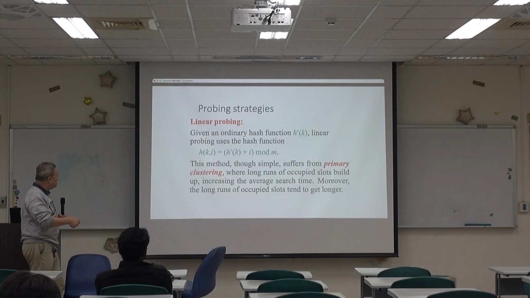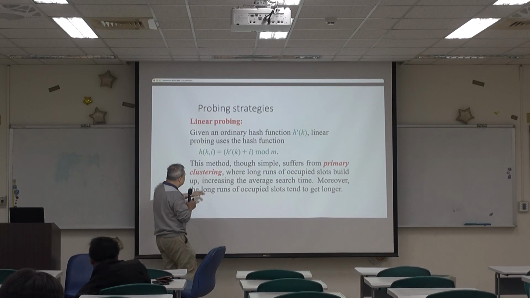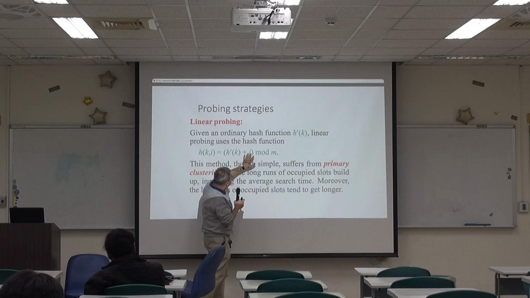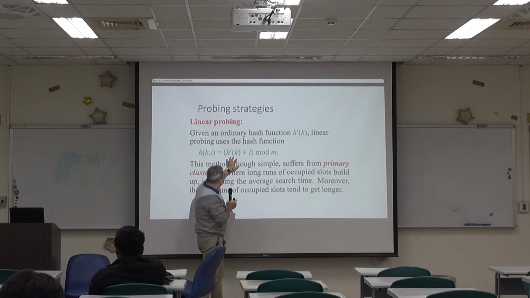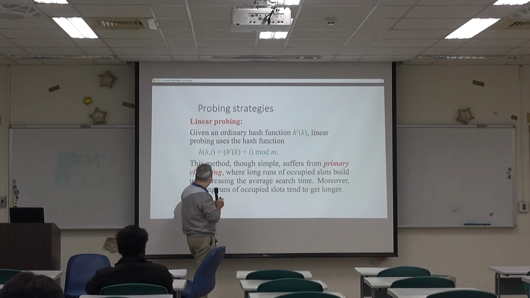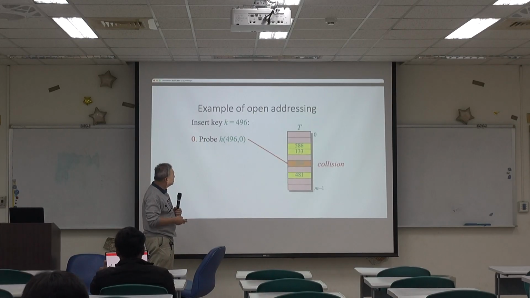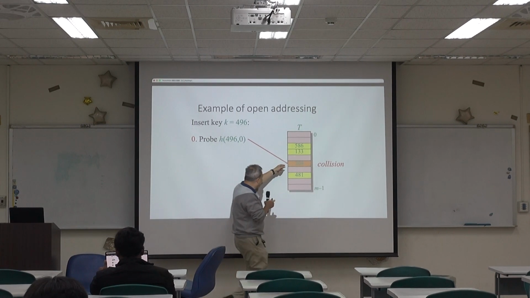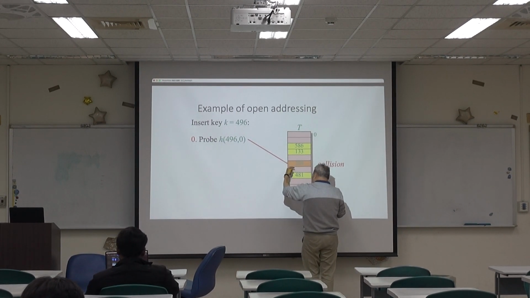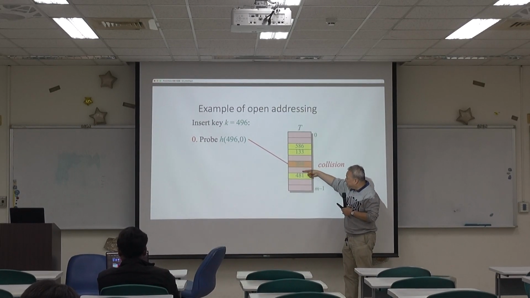Basically, you just use the previous hash function that takes one argument, and then add i to the result. That's it, where i is the number of probes. So in other words, say after the first collision is here, the next one will happen right after this one.